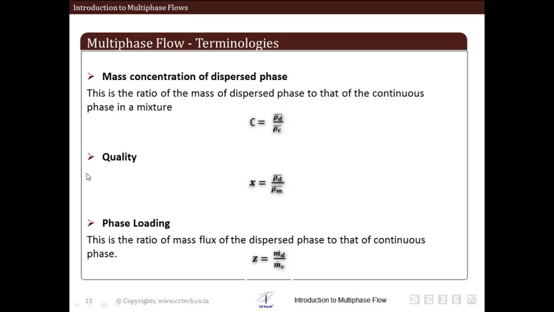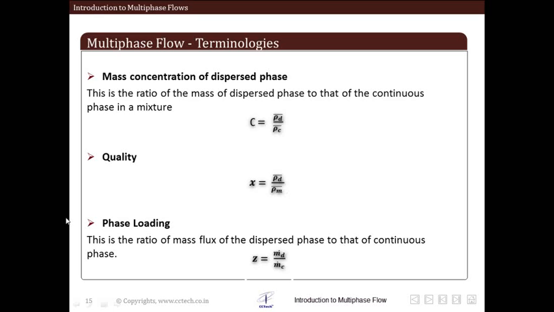This term quality gives a measure or a feel of how much percent of dispersed phase is present in the medium. It is obtained by simply dividing the bulk density of the dispersed phase by the bulk density of mixture. Mixture meaning the bulk density of the mixture of continuous and the dispersed phase.